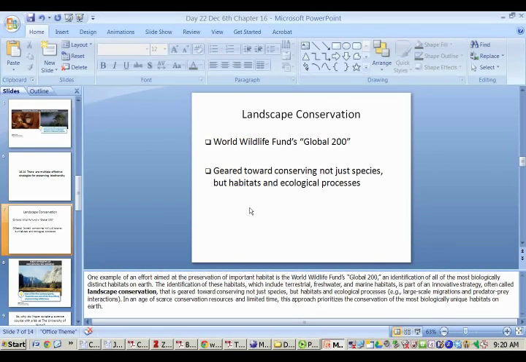So landscape conservation is something that has been championed by the World Wildlife Fund, who has identified those distinct areas around the Earth that contain distinct species that are always on the verge of going extinct. So we conserve not just the species, but the habitats and the processes that go along with them.